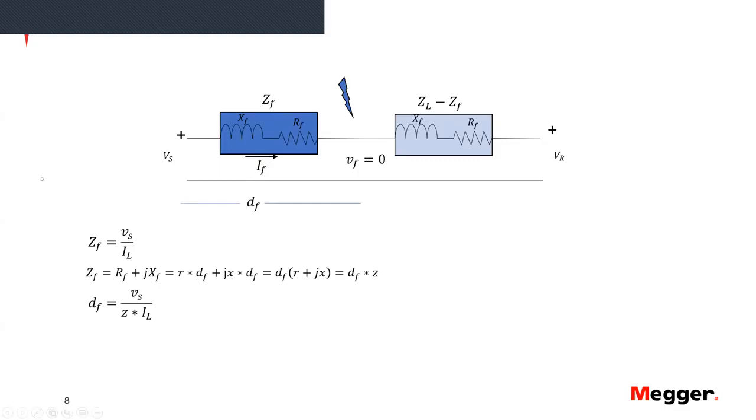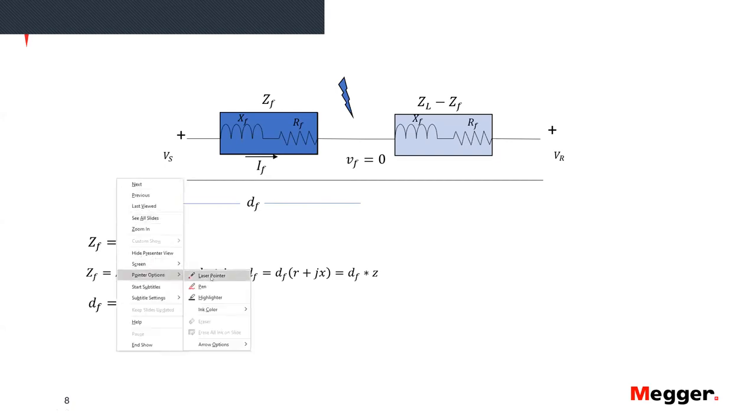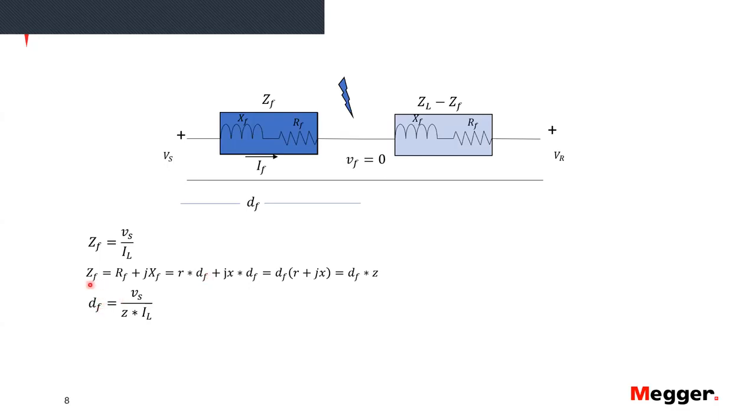And we can say here, let me put my pointer up here, we can use this df, which would be the distance to the point of the fault, and we can calculate it as the voltage at the source at the moment of the fault divided by the current that's circulating through the line at that moment, right?